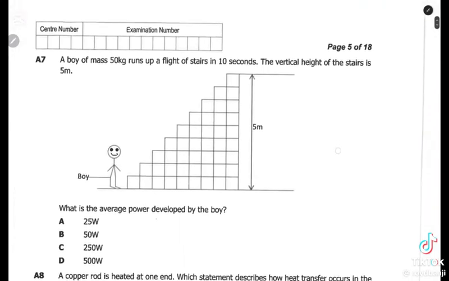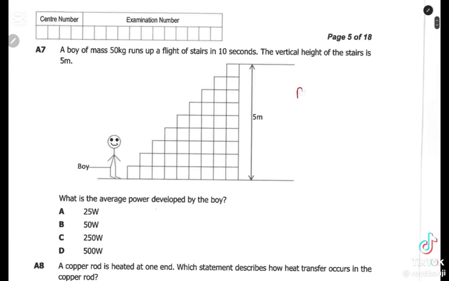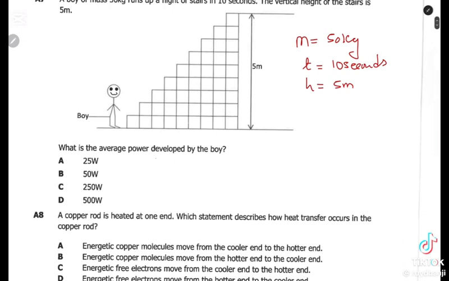Question 7: a boy of mass 50 kg runs up a flight of stairs in 10 seconds. So the mass of the boy is 50 kg, and the time it took is 10 seconds. It's very important that you correct the information. The vertical height of the stair is 5 meters, so height is equal to 5 meters. What is the average power developed by the boy?